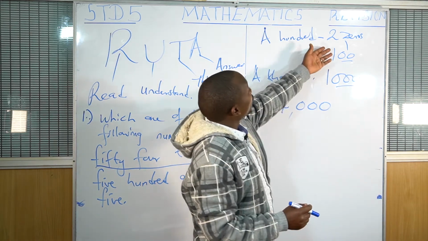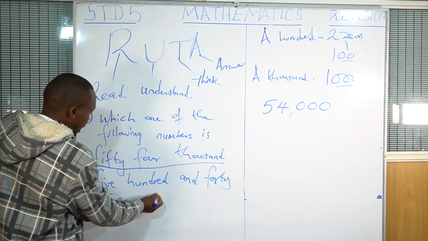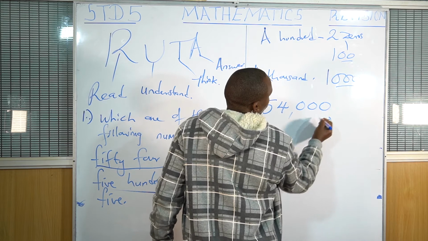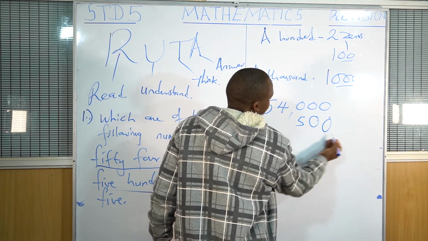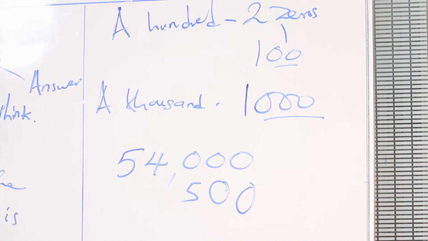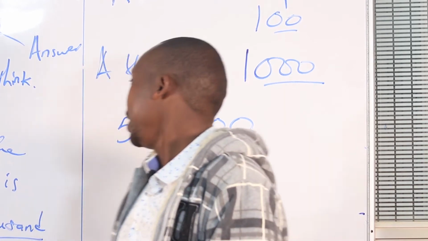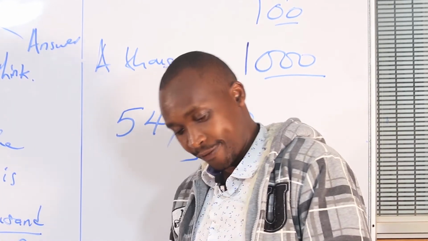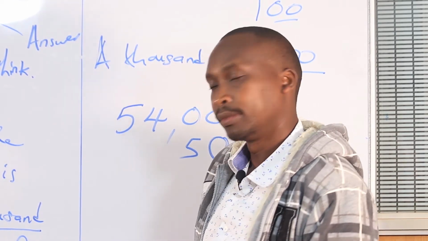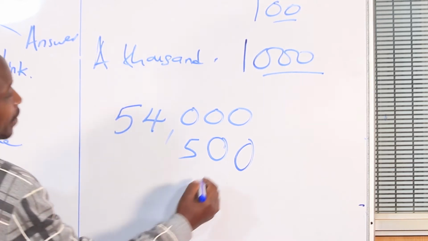Now, 500. 100 has how many zeros? Yes, very good. We have already written there. That is 2 zeros. That is 500. That is 5, then how many zeros? 2. 2 zeros, then 5. That is what we call 545. Class 5s, who can tell me how we can write 45 as a digit? Yes, very good. That is 4 and 5.